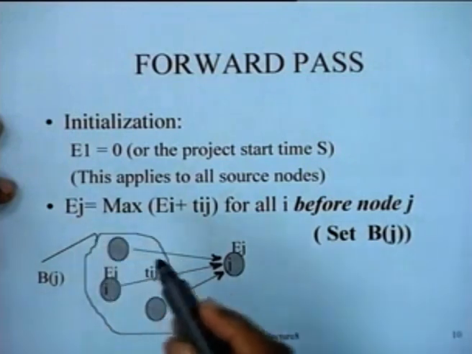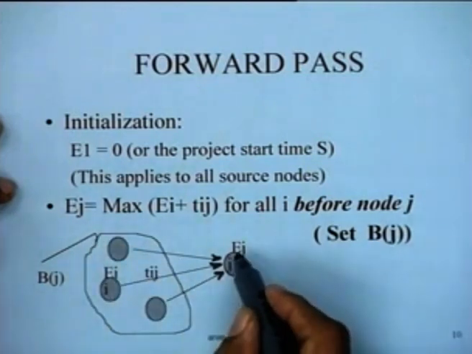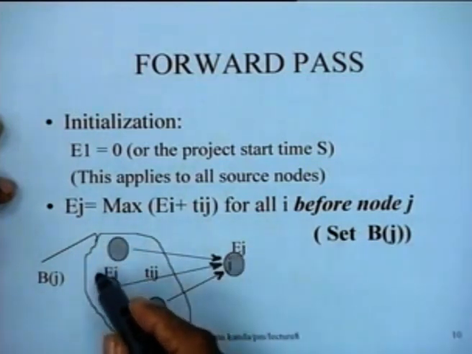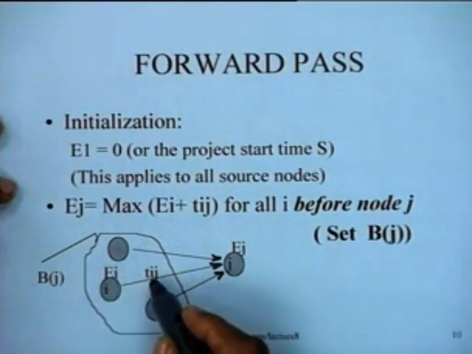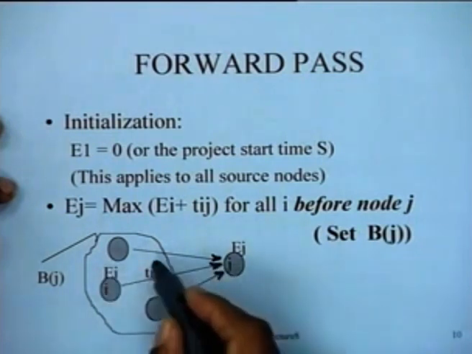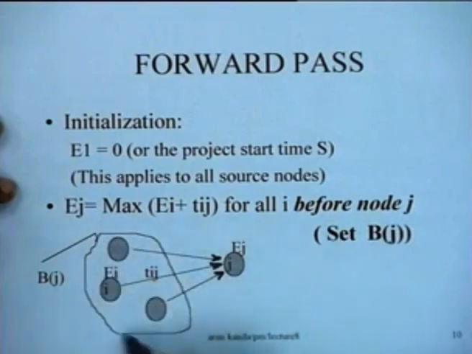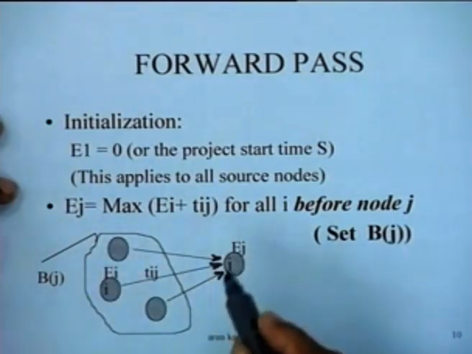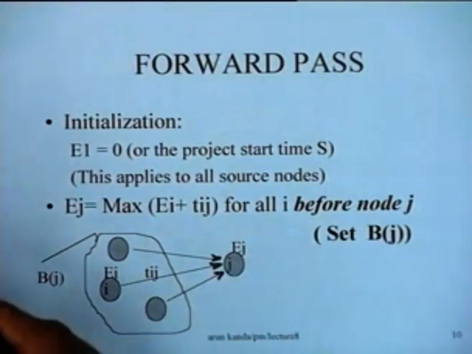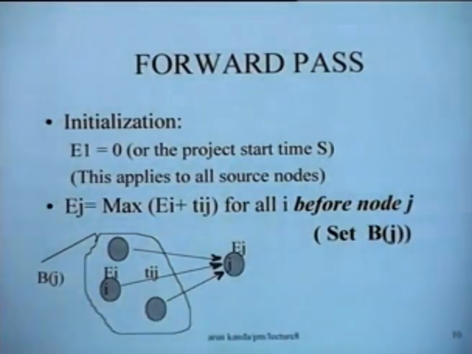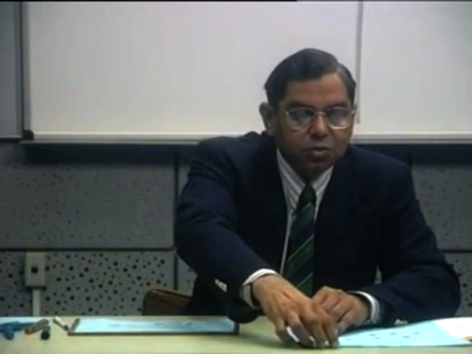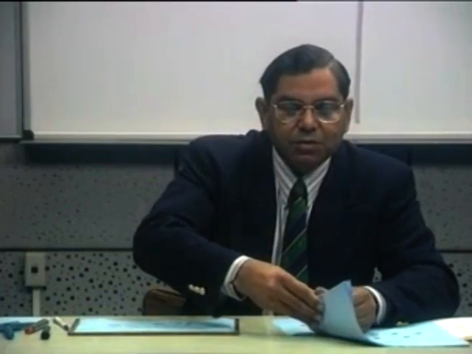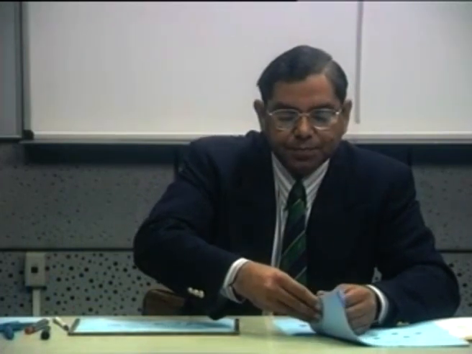What we basically do is we estimate Ej as the maximum of the earliest occurrence time of this node plus the duration of this activity, and we compute the maximum over all these nodes, and that would in fact define the value of Ej for this particular network. Now, let us try to apply this to the sample network which we are trying to investigate.